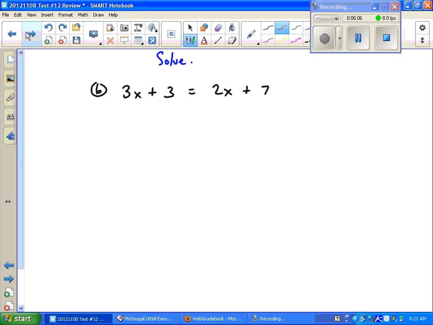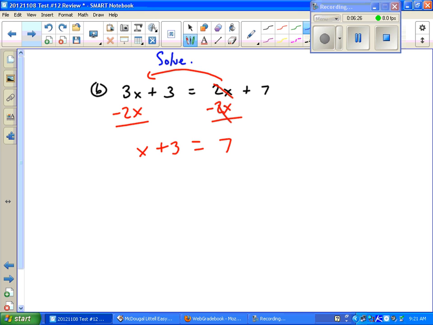Number 3 says to solve 3x plus 3 equals 2x plus 7. Move your x's to the same side. Move your smaller x over to your larger x. That's positive 2x. In order to undo that, you have to subtract 2x. You'd subtract it on the right. You have to subtract it on the left. 3x minus 2x is 1x. Plus 3 equals, these will cancel, 7.